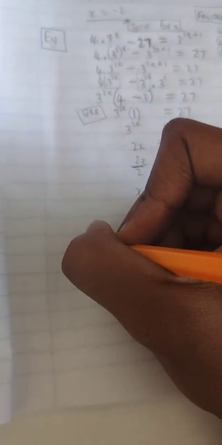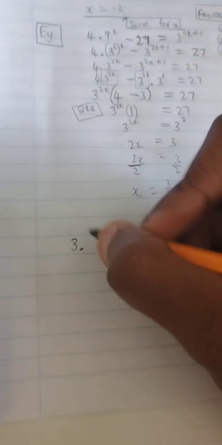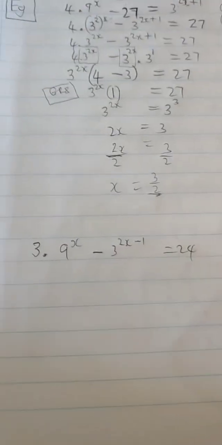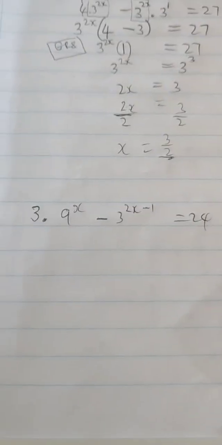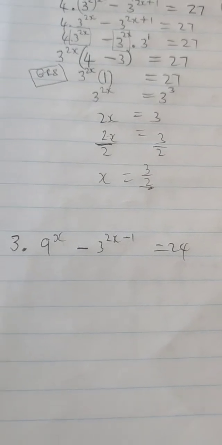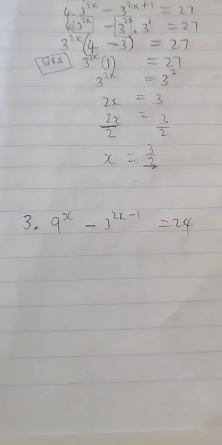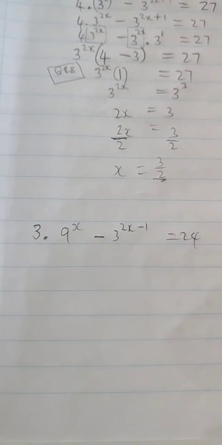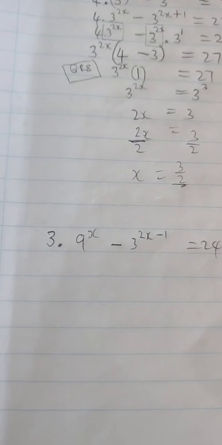Okay. Here's another one. Just for you guys, gang. This is yours. Here's some food. 3 times 9 to the power x minus 3 to the power 2x minus 1 equal to 24. Let me give you a chance, guys. You can do this one as well.